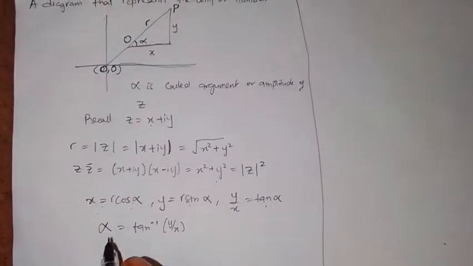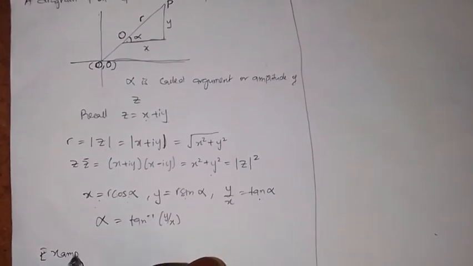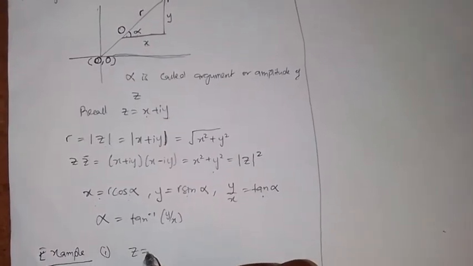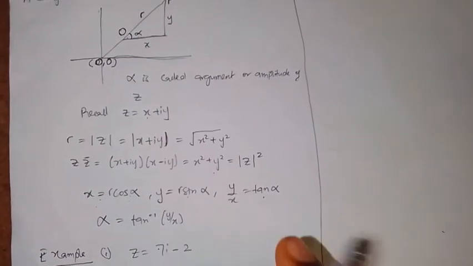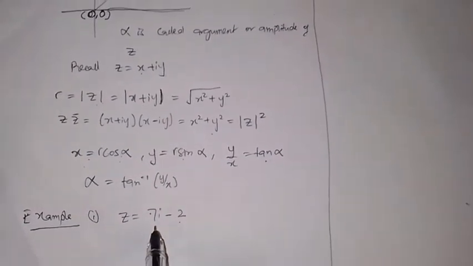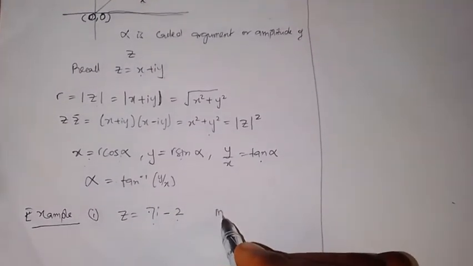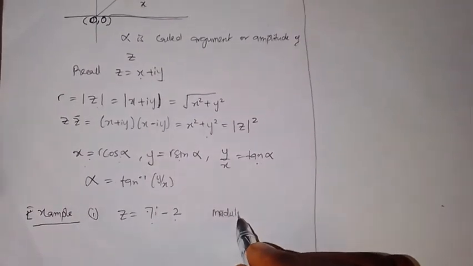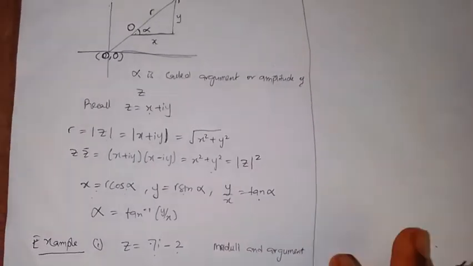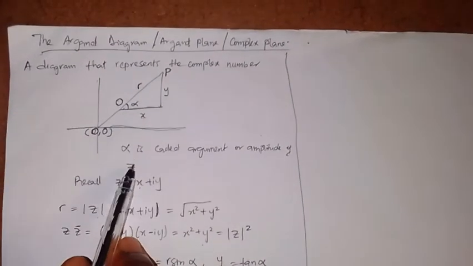Now let's see this question. Given the first question, Z equals 7i minus 2. In this case my X is minus 2, because this is the real part, and my Y is 7. I'm to find the modulus, or moduli, and the argument of this question.